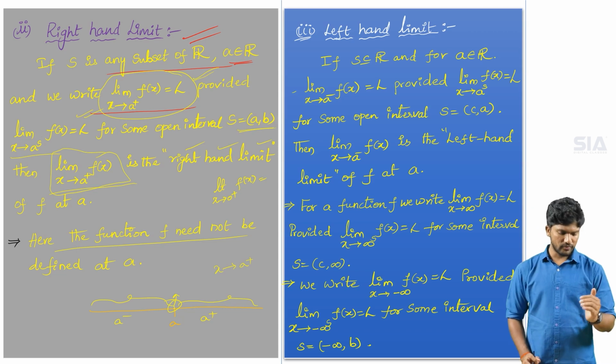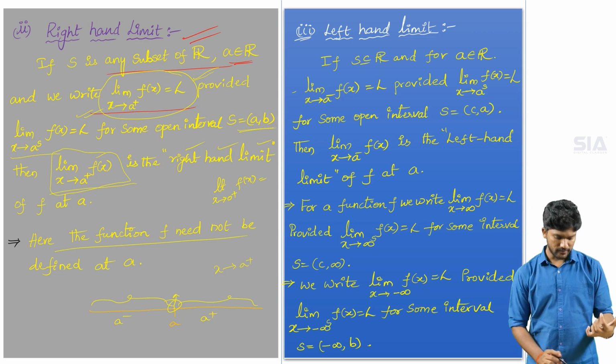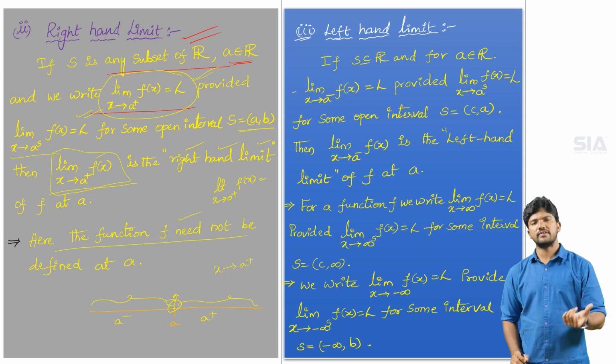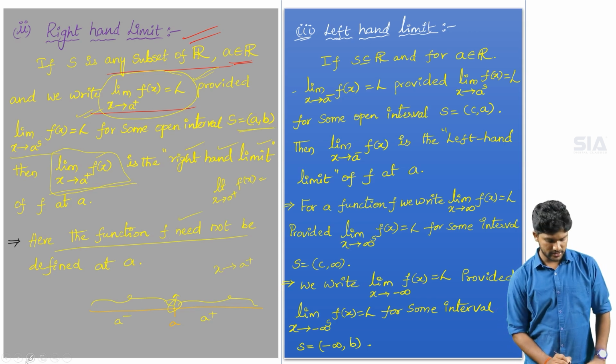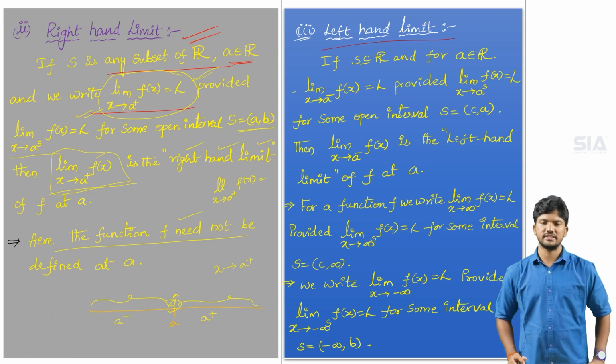Whenever we are talking about the right hand limit, the function small f need not be defined at small a. That is the condition. Next, another third definition is the left hand limit. Okay, third definition is left hand limit.